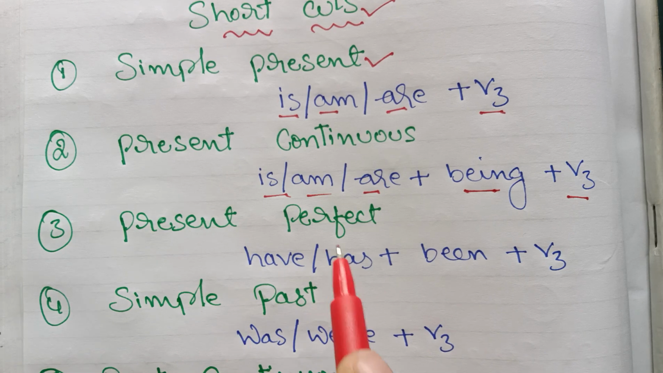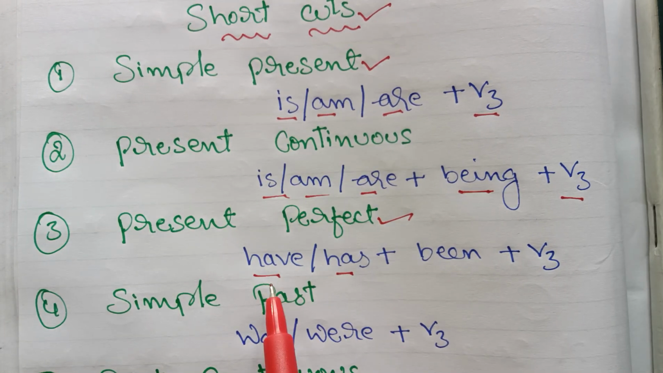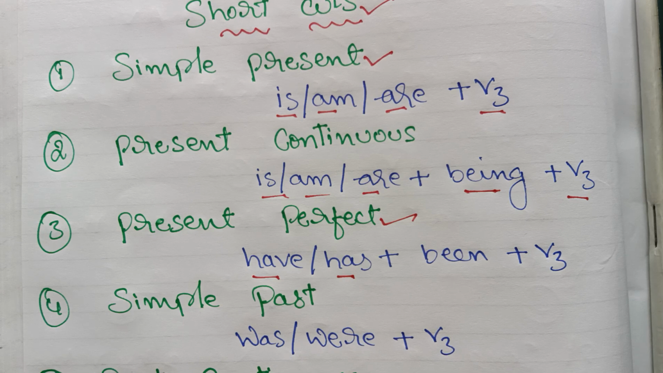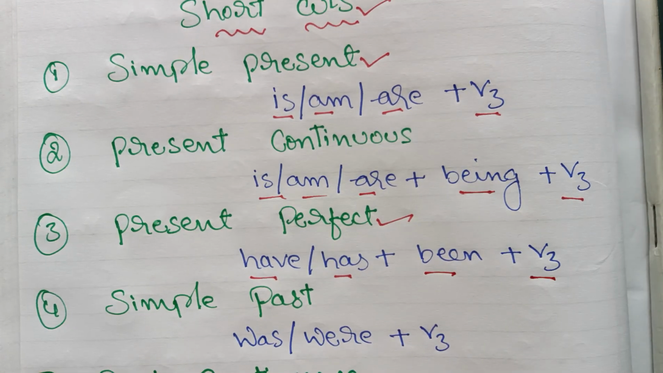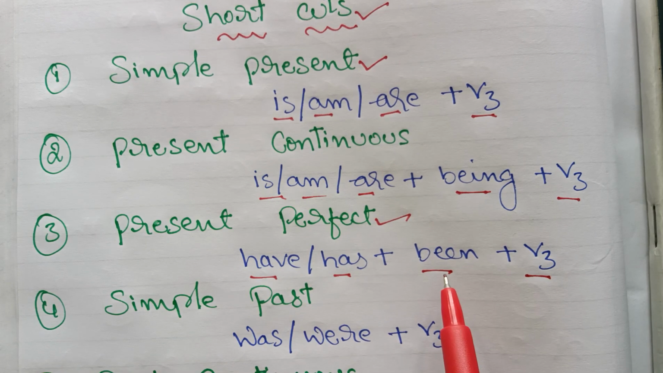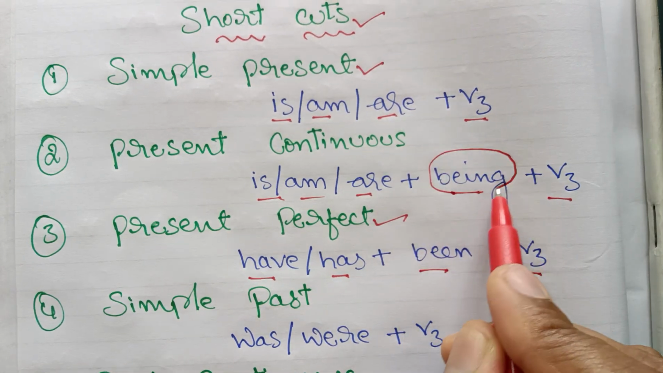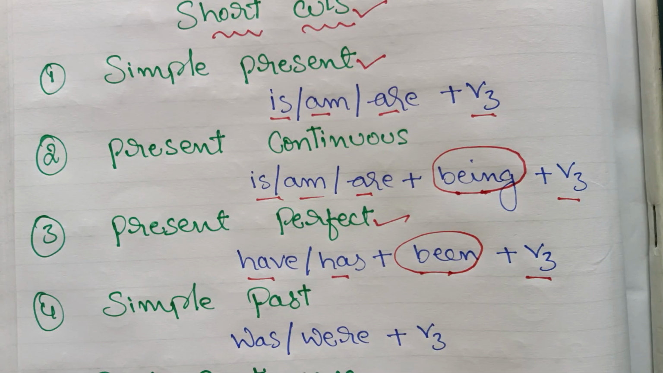Whenever there is a sentence in present perfect, use have or has. Have for I, you, we, they. Has for he, she, it. Plus been plus V3. So before the main verb, been, and after this helping verb, been. Like in this case, same. In the present continuous, being; in the present perfect, been.